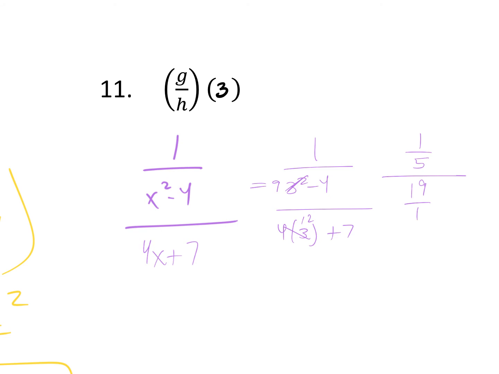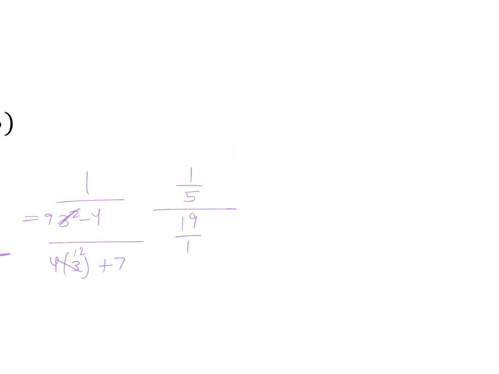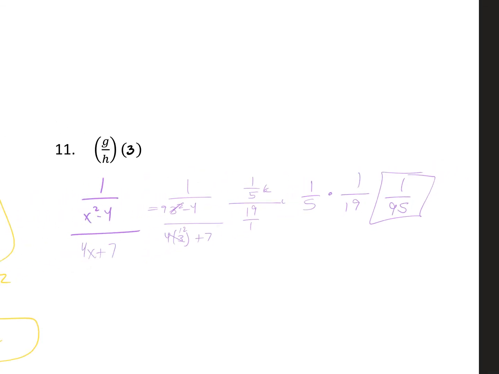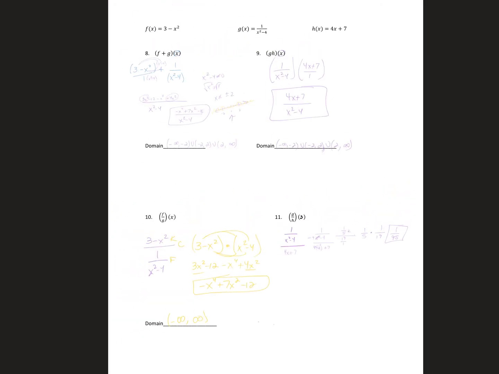Guys, how do you divide fractions? Keep, change, flip. So 1 over 5 stays. Change division to multiplication, and we flip: 1 over 19. What's 19 times 5? 95. So your answer is 1 over 95. If you have a number in those parentheses, that means you're going to get a numerical answer. You guys with me? All right.